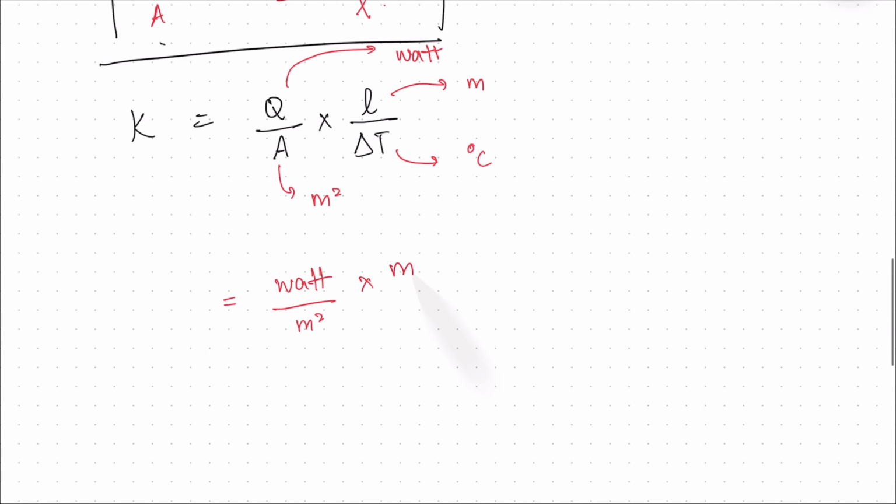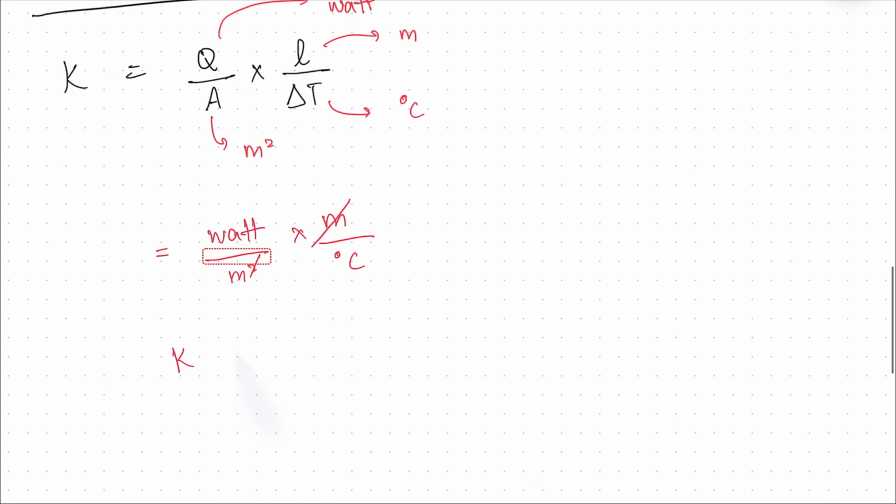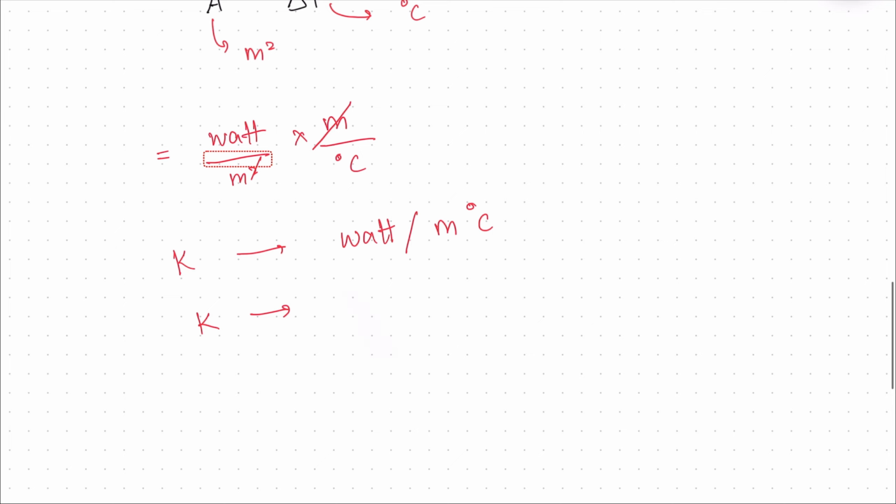So you'll have 1 meter cancel. So the unit measurement of K is watt per meter degree Celsius. Or you can bring it above and write it as watt meter inverse 1 degree Celsius inverse 1. So this is the unit measurement of thermal conductivity.